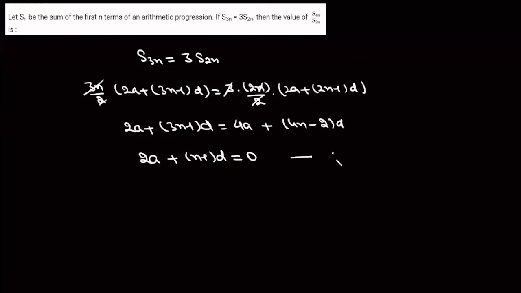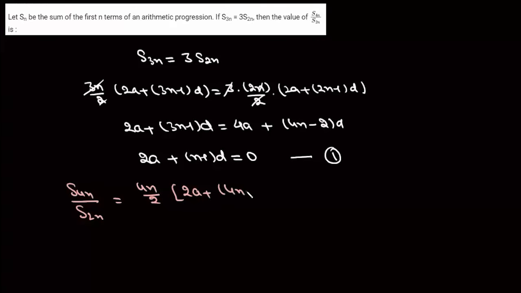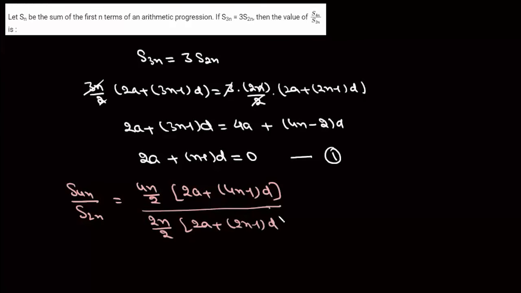So this is our result. Now we need to find the value of S4n upon S2n. So we need to find S4n by S2n. S4n is 4n by 2 times (2a plus (4n minus 1)d), and this is 2n by 2 times (2a plus (2n minus 1)d).